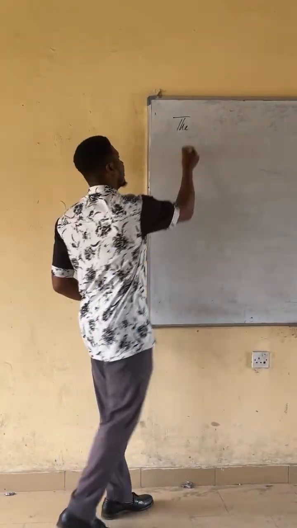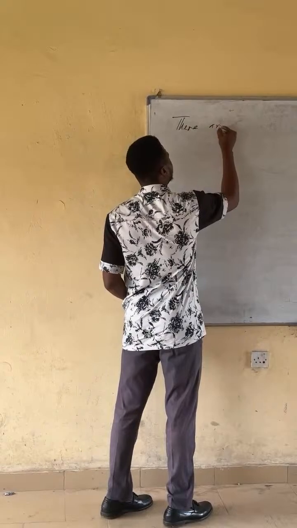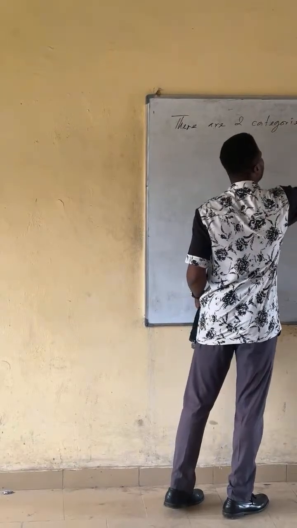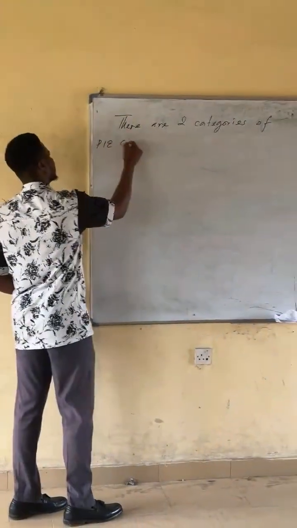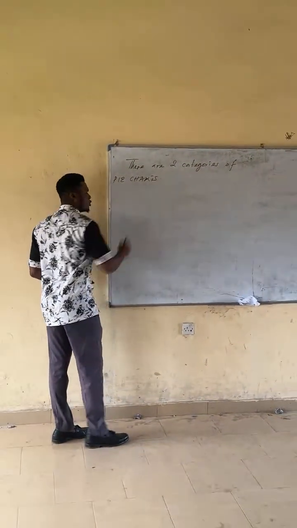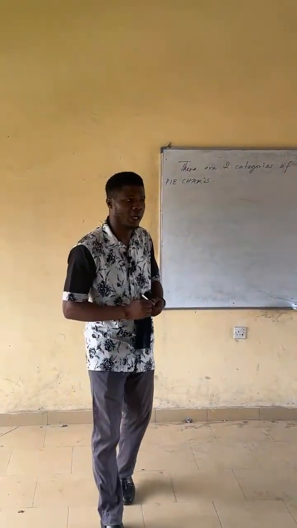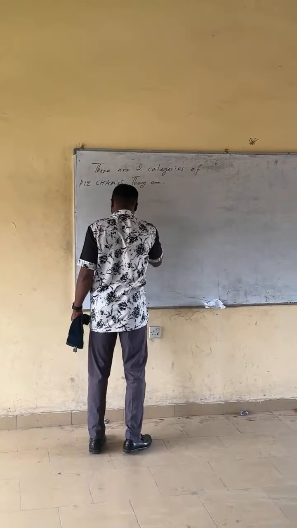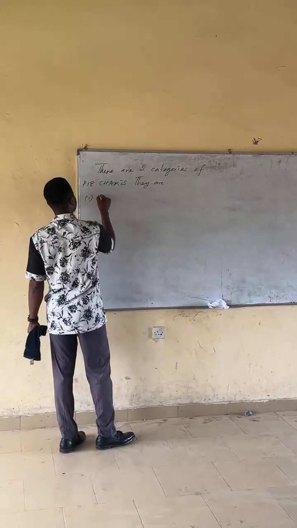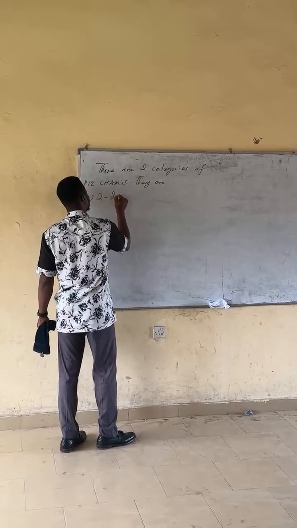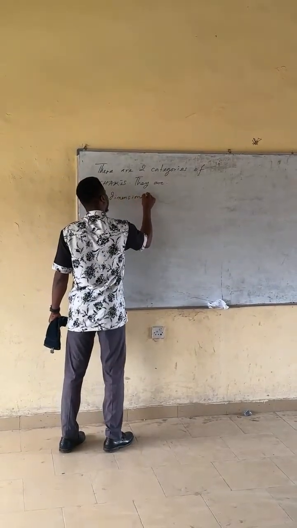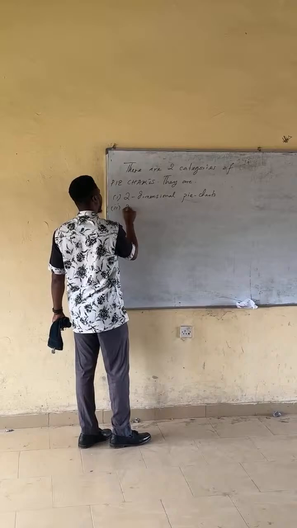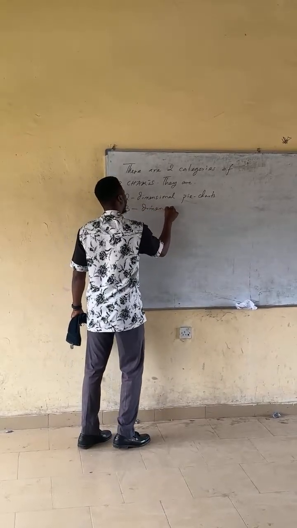You may write. There are two categories of pie charts. They are: one, 2D pie chart or two-dimensional pie chart. And two, we have the three-dimensional what? Pie chart.